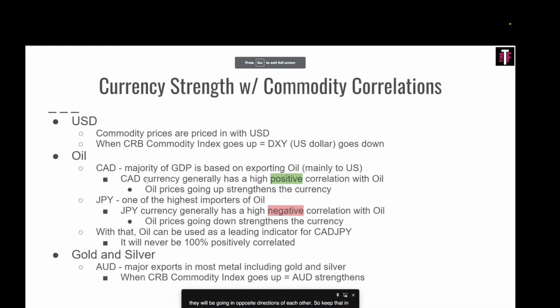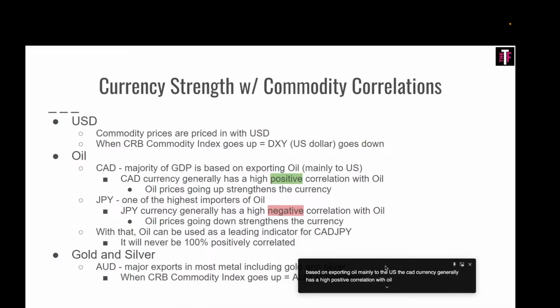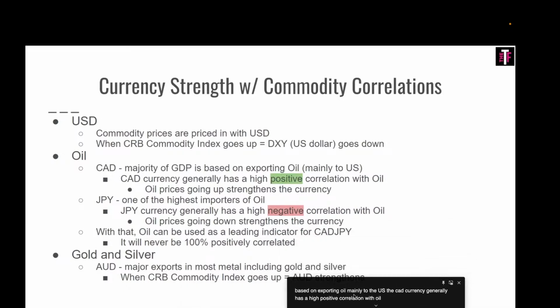Next, we're going to look at oil. There are two main currencies that are affected by oil: CAD and JPY. The majority of Canada's GDP is based on exporting oil, mainly to the US. The CAD currency generally has a high positive correlation with oil. So whenever oil prices go up, that strengthens the CAD currency. Whenever prices of oil go down, that decreases CAD currency strength.